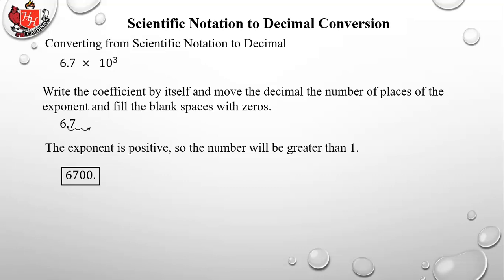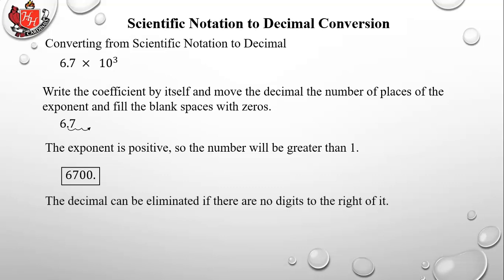6,700. In those 2 empty spaces you see in the arrow up above, you place zeros in there, and so you have 6,700. Now, of course, you don't place the decimal point there, but that's where that decimal point would have ended. So the decimal can be eliminated if there are no digits to the right of it.